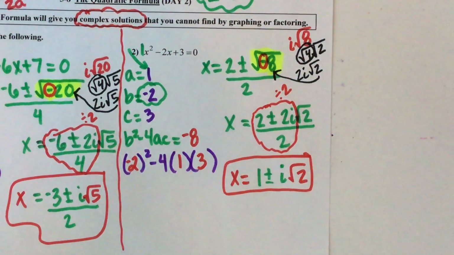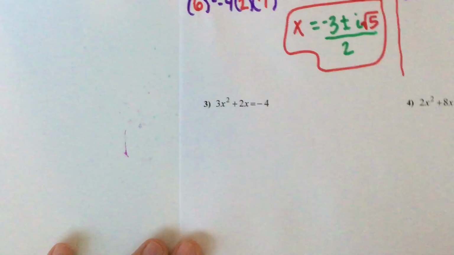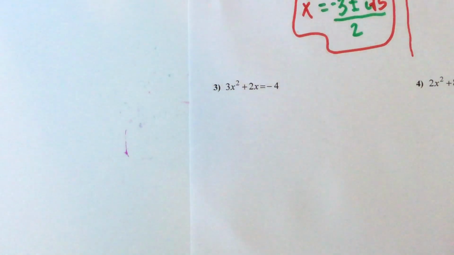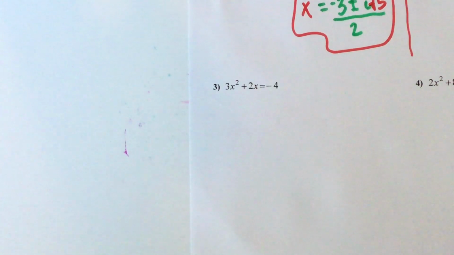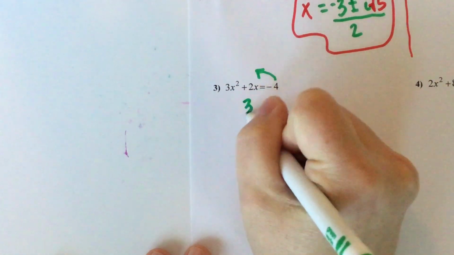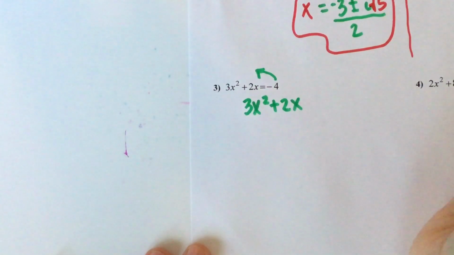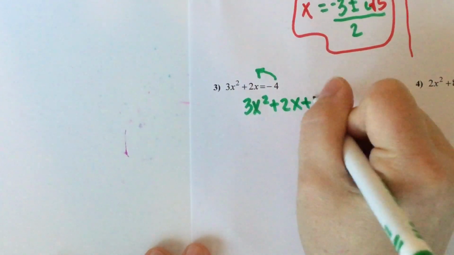Okay, let's do one more on this side. I don't think we need to do all 4. All right, is this one ready to go? Nope, it needs to say equals 0, so we're going to move the minus 4. So it's going to be 3x squared plus 2x plus 4, because to move a minus 4, you have to do the opposite and add.